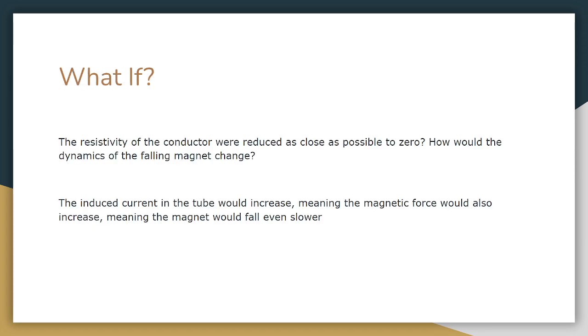So what if the resistivity of the conductor were reduced as close as possible to zero? How would the dynamics of the falling magnet change? Well, the induced current in the tube would increase, and current increasing means the magnetic force would also increase, meaning that the magnet would fall even slower because the magnetic flux would be increased.